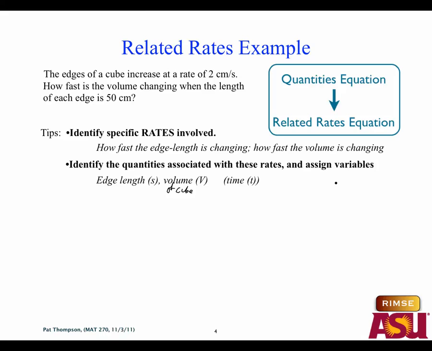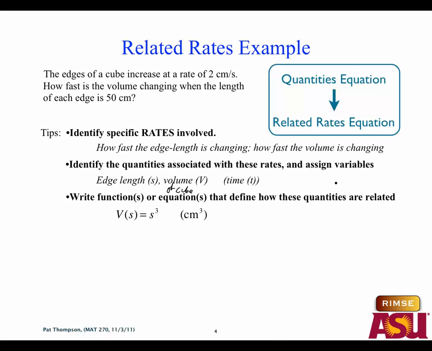We've got edge length of a cube and volume of a cube. So somehow, some way, we're going to have to figure out what equation relates those quantities. So what is it? It's a pretty basic geometry formula that we hopefully remember. So this is a function: volume as a function of side length equals side length cubed. And there's our quantities equation, right? This was our goal to get started. We needed this quantities equation that related V and S, volume and side length.